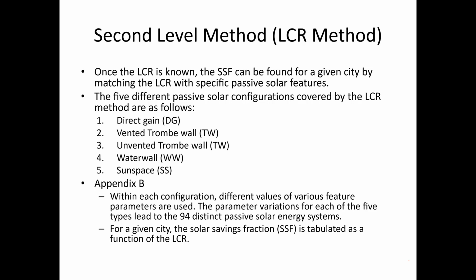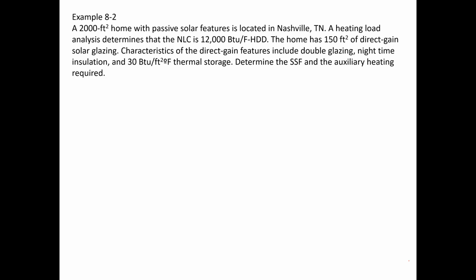I hope that's clear. To make sure that it's clear, we're going to do an example problem. It reads that a 2,000 square foot home with passive solar features is located in Nashville, Tennessee. A heating load analysis determines that the NLC is 12,000 BTU per Fahrenheit heating degree day. The home has 150 square feet of direct gain solar glazing, and characteristics of the direct gain features include double glazing, nighttime insulation, and 30 BTU per foot squared Fahrenheit thermal storage. It asks you to determine the solar savings fraction and the auxiliary heating needed.